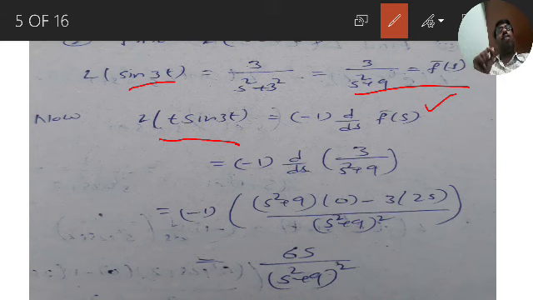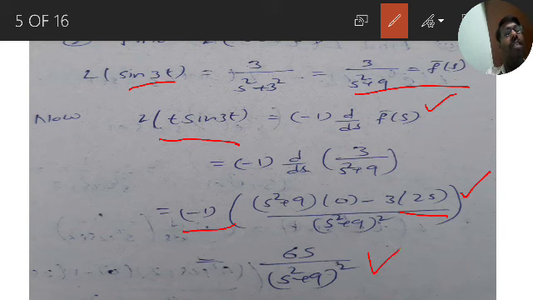s square plus 9 into derivative of 3. Derivative of a constant is 0. So s square plus 9 into 0 minus 3 into derivative of s square plus 9. Derivative of s square is 2s and derivative of 9 is 0. So altogether the derivative of s square plus 9 is 2s. So 3 into 2s, minus 3 into 2s, minus into minus is plus. So the answer is 6s by s square plus 9 whole square.